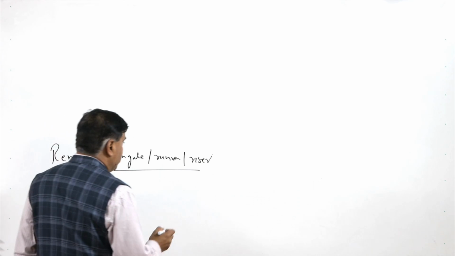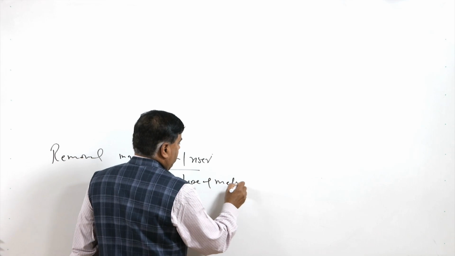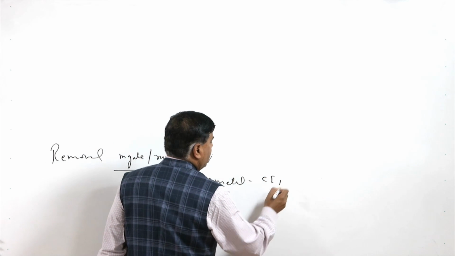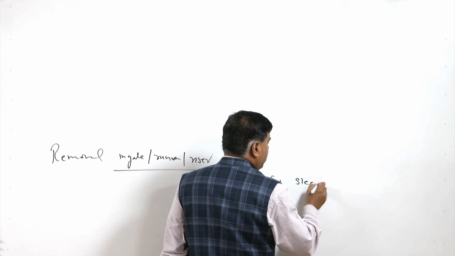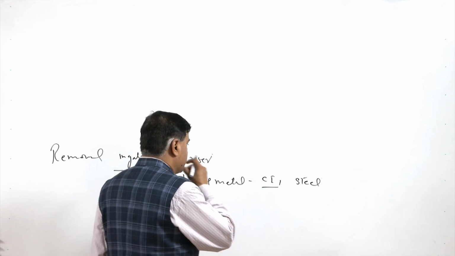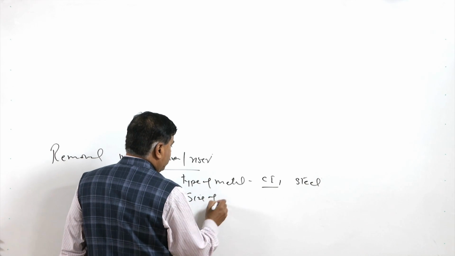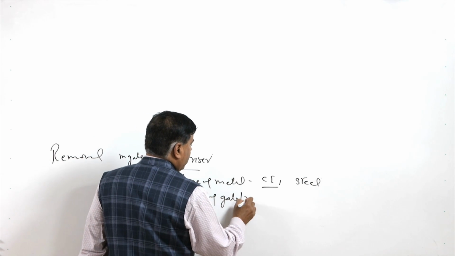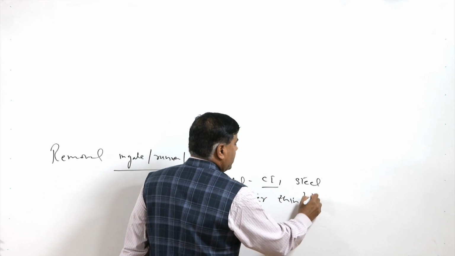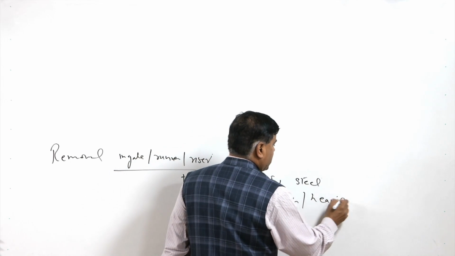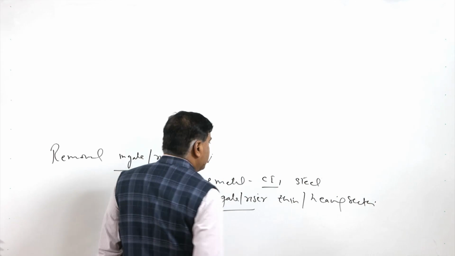So depending upon the type of metal, for example, if it is cast iron, then it is hard and brittle as compared to the steel. So the approach which is used for this purpose is different. Then the size of the gate or the riser, if it is thin or it is a heavy section. So accordingly we use different approaches.